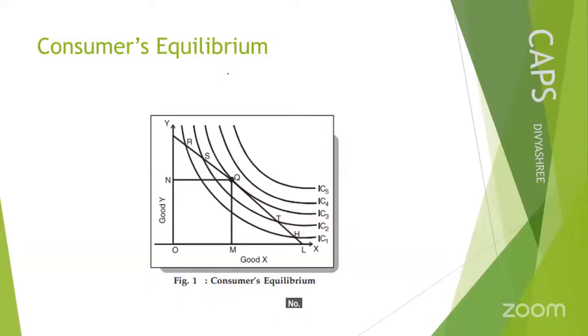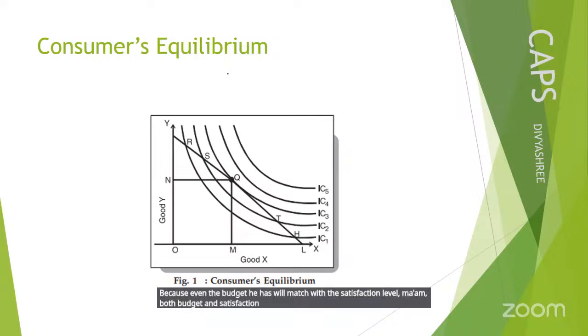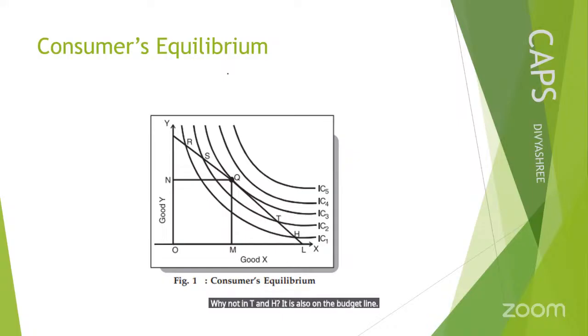Q, ma'am. Why will he choose Q? Because the budget and satisfaction are equal. Both budget and satisfaction level will be satisfied at that point, ma'am. Why not T and H? They are also on the budget line. He can enjoy two commodities. No, in all these cases he can enjoy 2 commodities. Because there is a lower level of satisfaction.